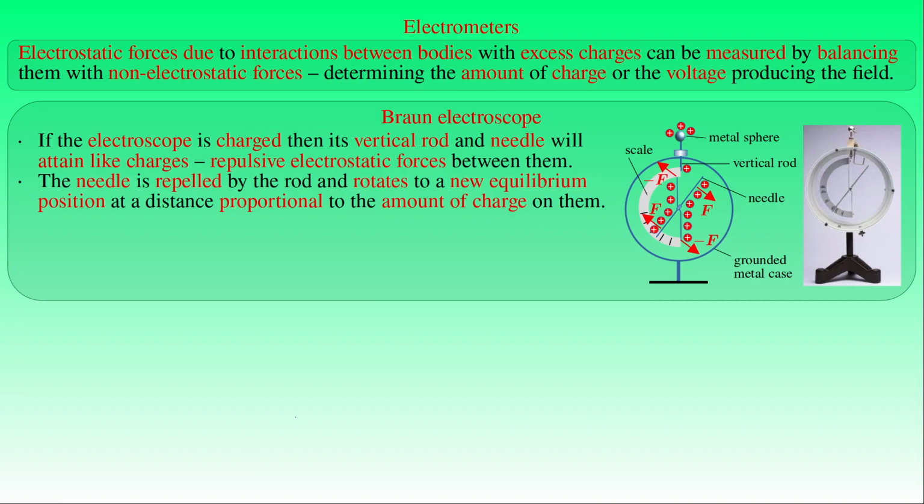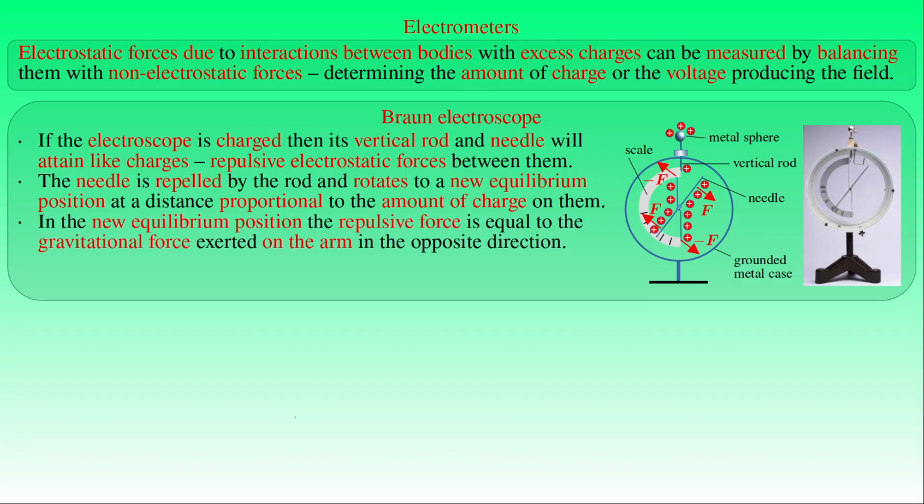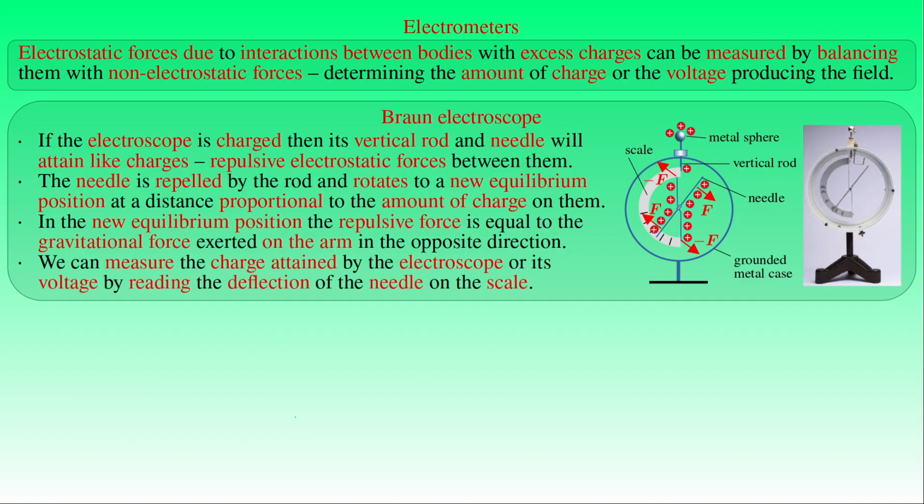In its new equilibrium position, the magnitude of the repulsive force is equal to the one of the gravitational force exerted on the arm in the opposite direction. The greater the charge, the greater the deflection of the needle, and we can measure the charge attained by the electroscope or an equivalent voltage by reading this deflection on the calibrated scale.